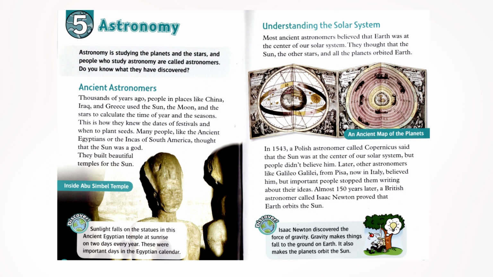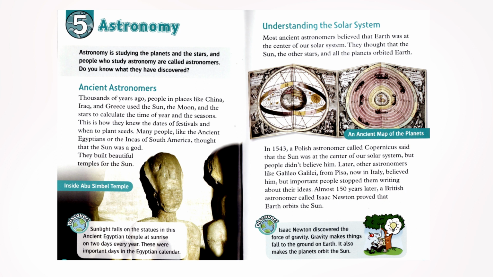Ancient astronomers. Thousands of years ago, people in places like China, Iraq, and Greece used the sun, the moon, and the stars to calculate the time of year and the seasons. This is how they knew the dates of festivals and when to plant seeds.